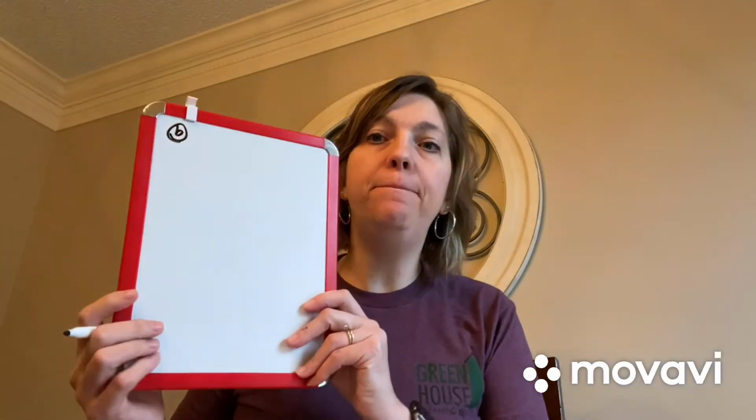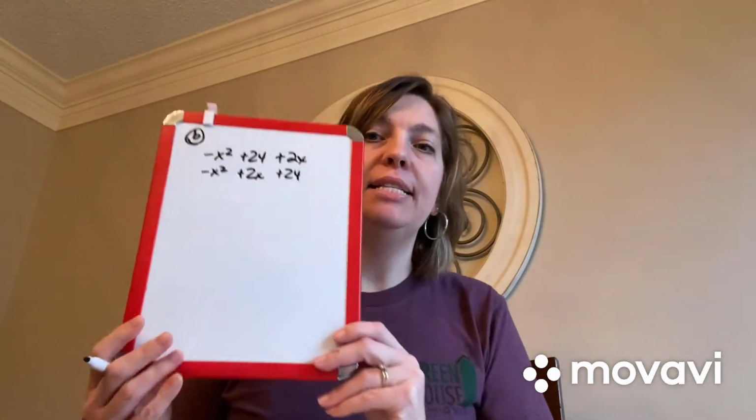I'm sorry, you guys. If you'll look at question B on page 290, we only have a few minutes left. It says negative x squared plus 24 plus 2x. First of all, it's out of order. So if I put it in the proper order, negative x squared plus 2x plus 24.